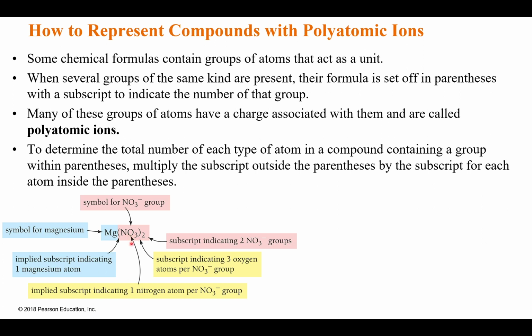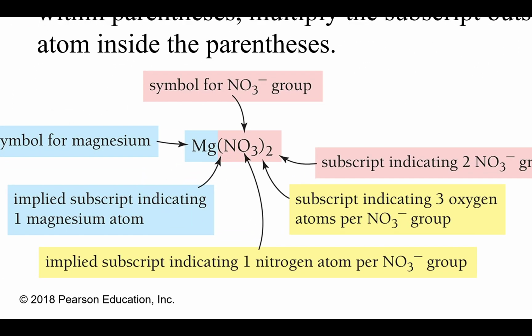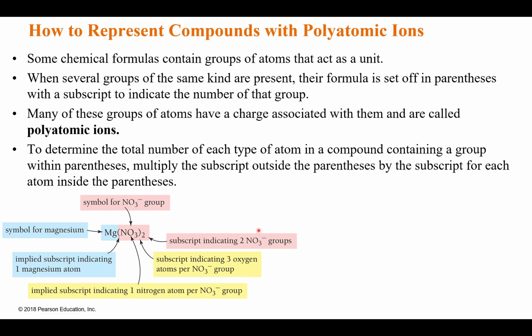So for this one, since magnesium has a 2 plus charge and nitrate has a negative charge, I need 2 of them. So I put parentheses around nitrate in order to use that subscript of 2 right here. That subscript of 2 is needed to indicate that I have 2 of the nitrate, all of it as a whole. So that nitrate as a whole will lead to the following.